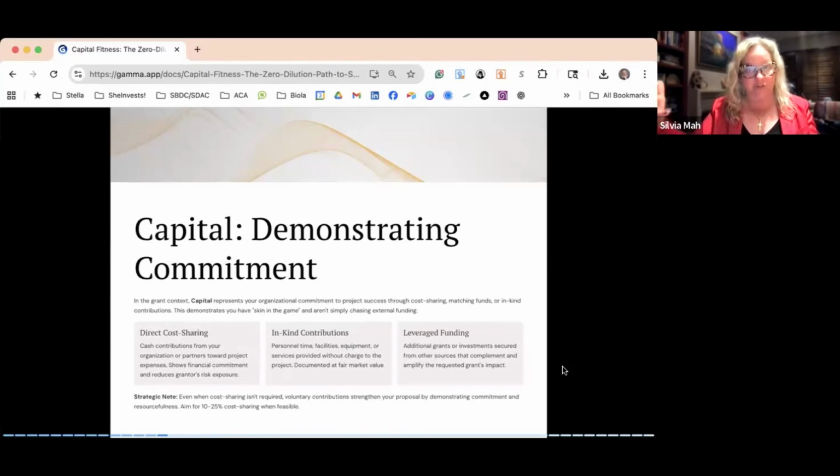What about your advisors? Maybe they're super early, but they're your advisors, and all of them have committed $5,000, even though it's a small amount. They have put that in there. That is demonstrating commitment.